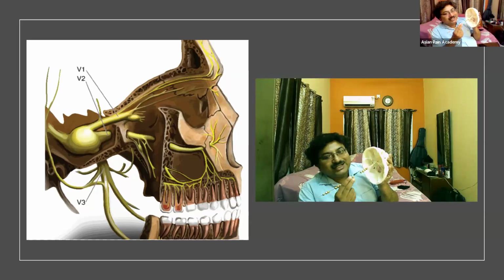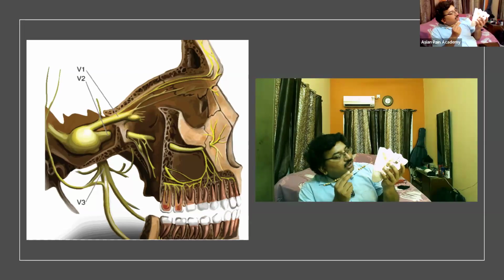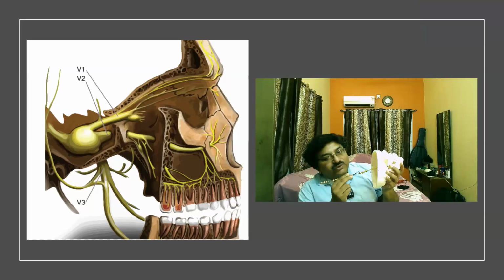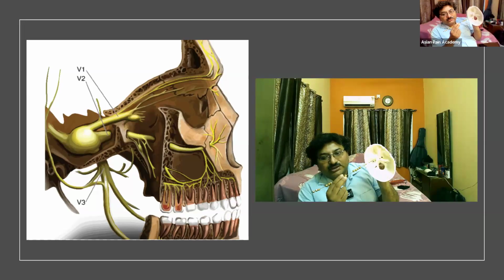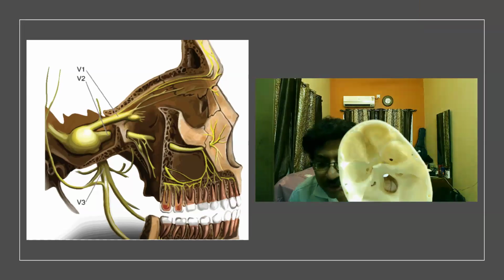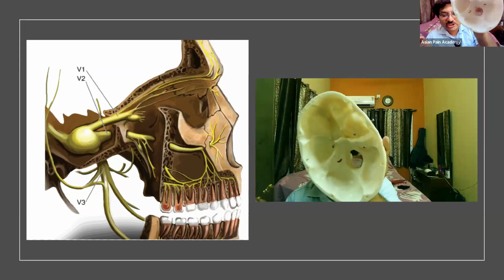Whereas in the middle cranial fossa, we have mainly the greater... Sir, it is not visible properly. Yes, sir, light. Now it is visible. I have held it in front of me.